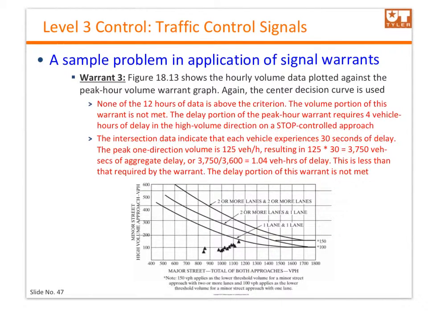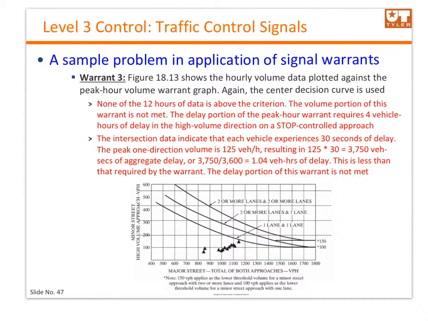The volume portion of this warrant is not met. The delay portion, because you may ask, how about the delay portion? The delay portion of the peak hour warrant requires 4 vehicle-hours of delay in the high volume direction on a stop control approach. The intersection data indicates that each vehicle experiences 30 seconds of delay.